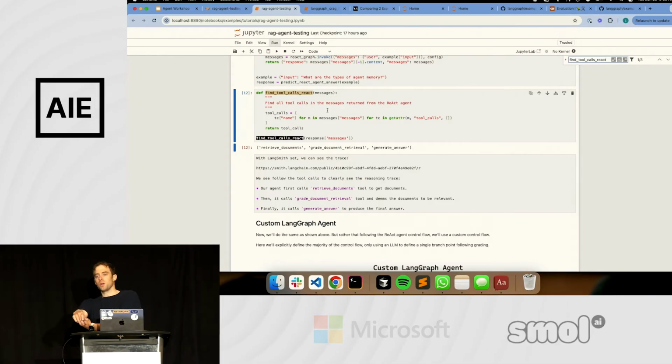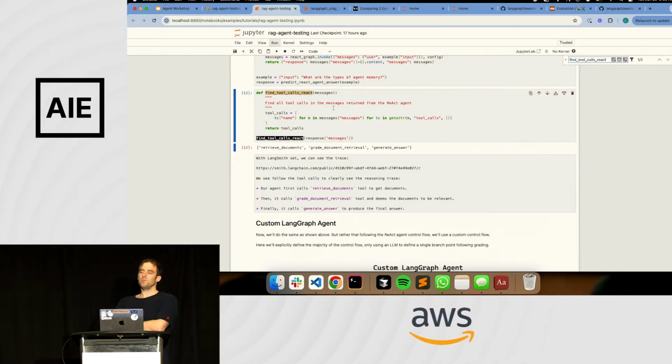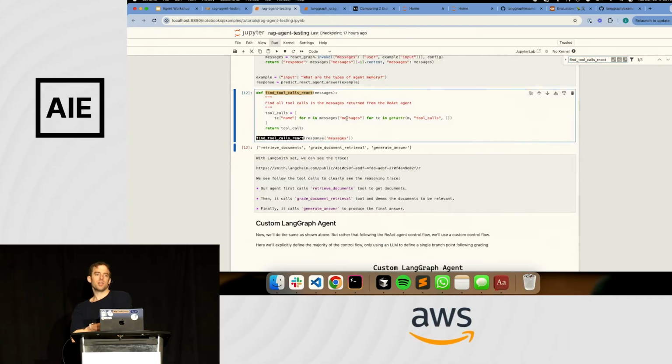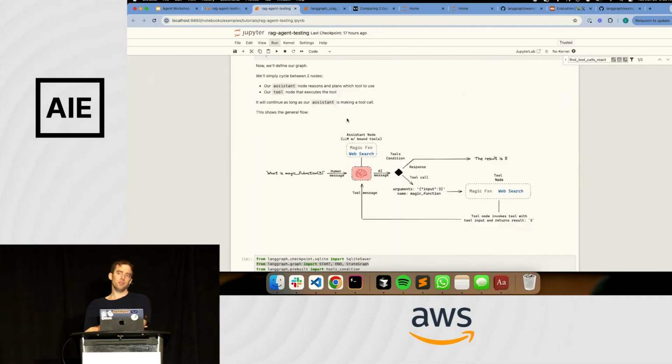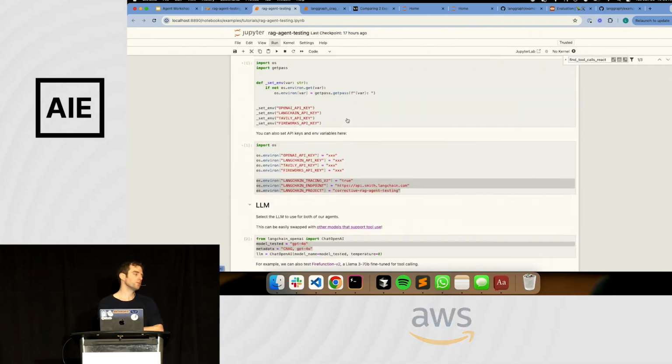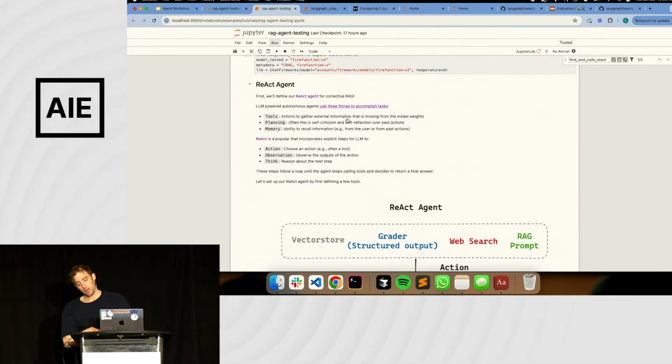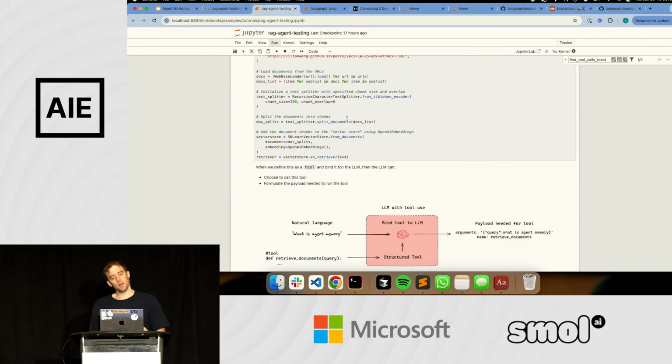The question was, with an agent in a multi-turn conversation setting, how does it know whether or not it has the answer to a given question? Where to go, exactly.